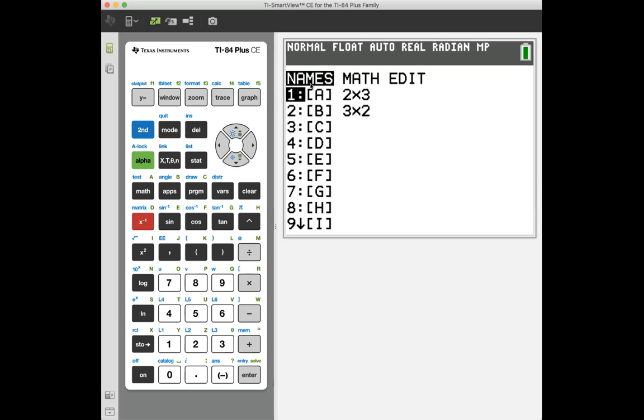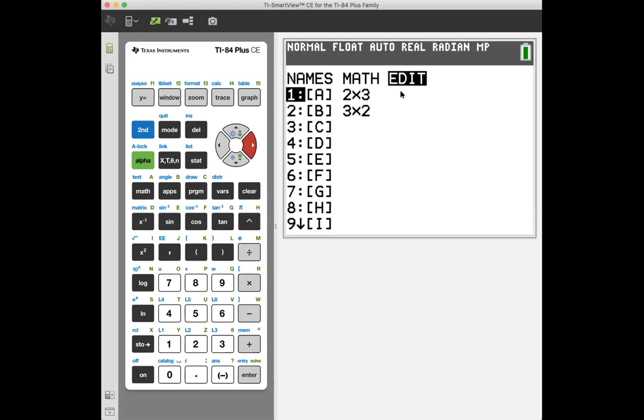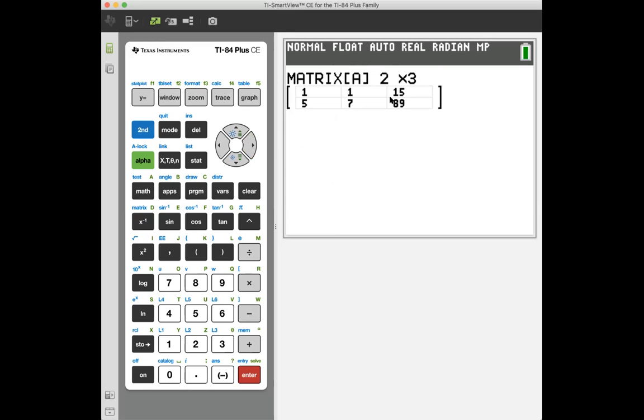And then this is where we could use our matrices. These are the functions that we can use with our matrices, and we're going to look at that in just a minute. And edit is where we can change the matrix. It's okay if you don't have any numbers here, that just means you don't have any matrices that have been used. Whatever your calculator says, we're just going to edit matrix A, so we hit enter. It doesn't matter if there are numbers in here or if it's blank.